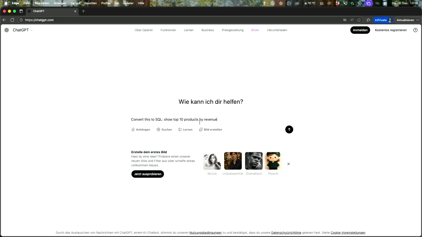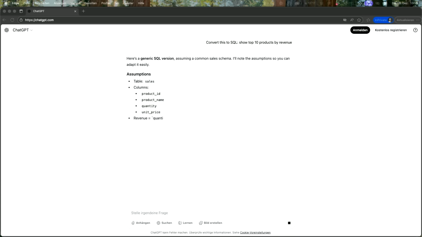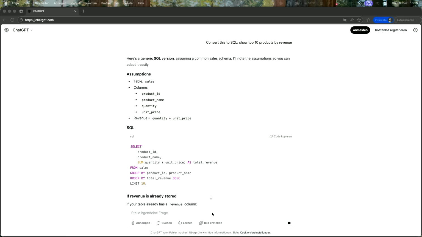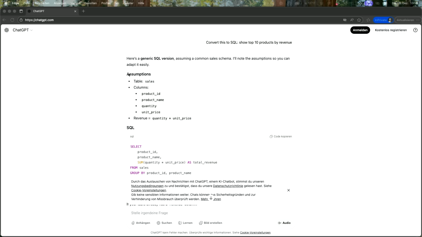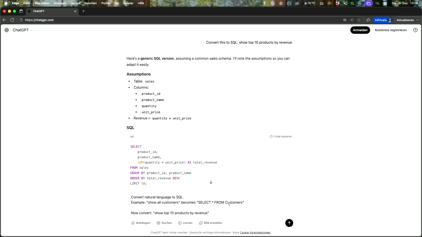This is a short example of zero and few shot prompting. This is a zero shot prompt. Convert this to SQL, short top 10 price per revenue. You see, there are assumptions made. This is the key, right? This is a very mature model, so we got this annotation that there are assumptions made.